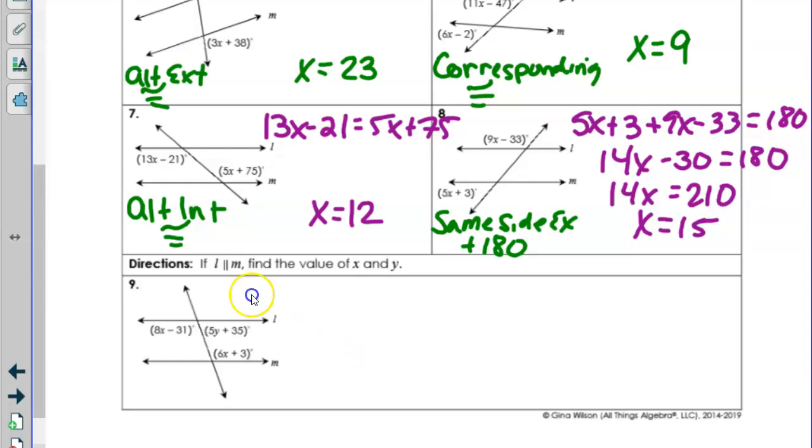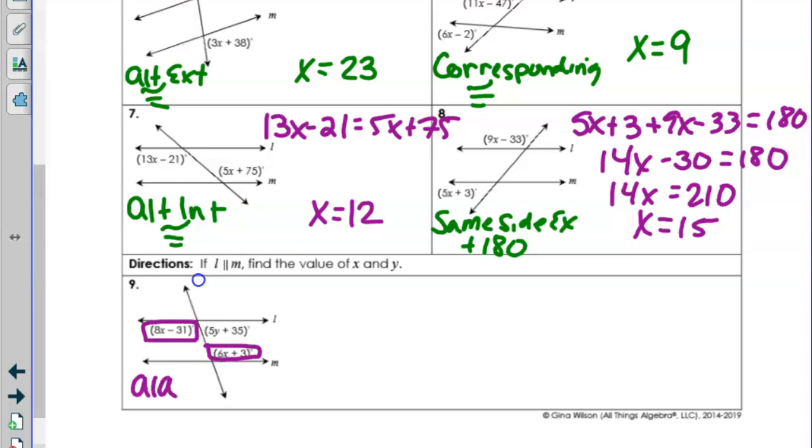Alright, so now in number 9, they're telling us still that L is parallel to M, and they want us to find the value of x and y. How would I start this one if I have two variables? Can we classify them? Yeah, we can classify them. What ones can we classify? We can classify 8x minus 31 and 6x plus 30, which is alternate interior. Very good. So if I'm only focusing on these two, they're alternate interior angles.